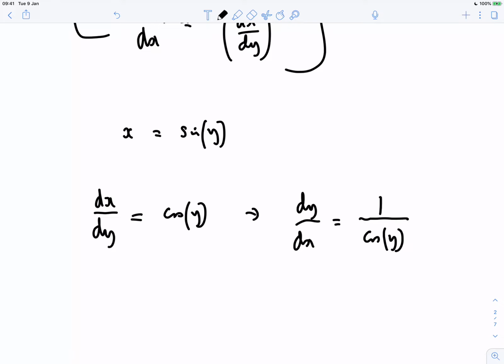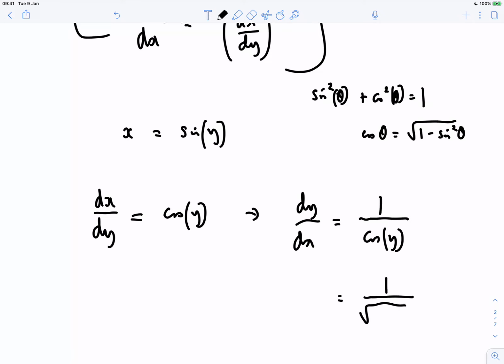And if you want to make that a function of x, well, you're going to have to use that sine squared of something plus cosine squared of something equals 1. So, well, cosine theta is just going to be the square root of 1 minus sine squared theta. And you can clearly see this is going to be 1 over the square root of 1 minus x squared, because I know that sine y is x.